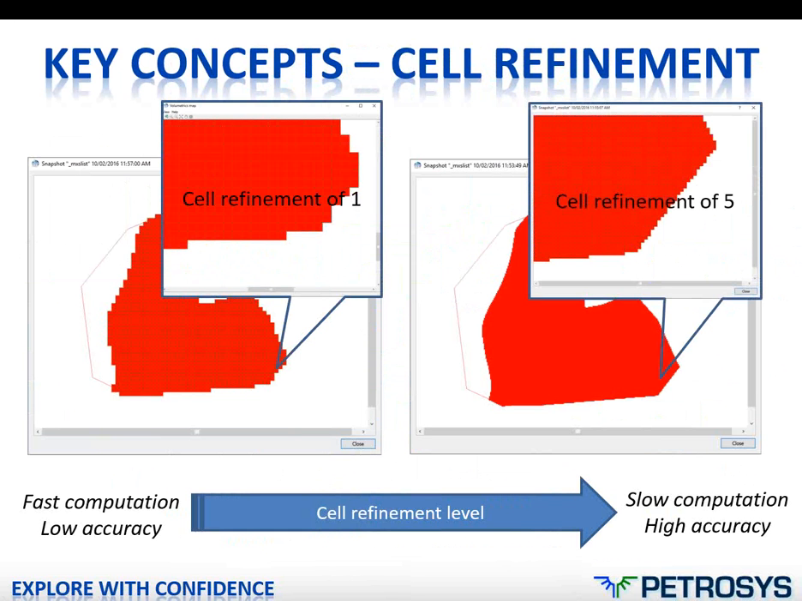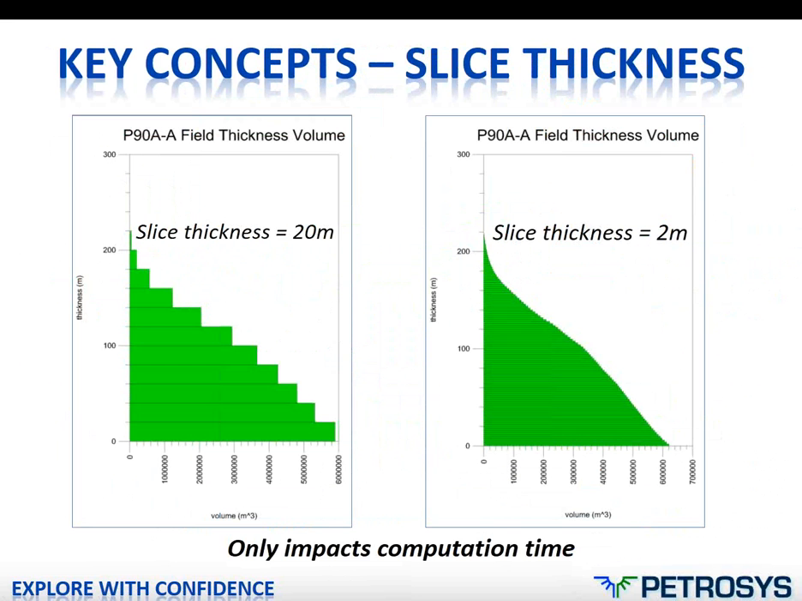So, cell refinement level: if we increase the cell refinement level, then we'll have a slower computation time but higher accuracy. The opposite is true. If we decrease the cell refinement level, we will have a fast computation but a low accuracy.